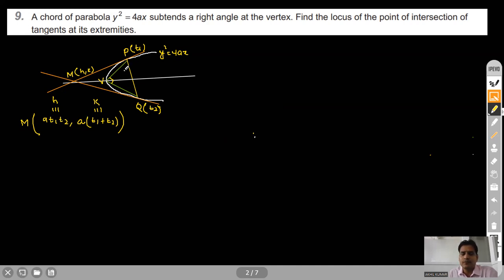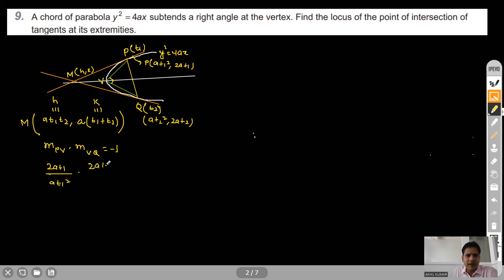Now, one piece of information given here: the slope of PV into the slope of VQ is equal to minus one. Since PV and VQ are perpendicular, the product of their slopes will be minus one. What will be the slope of PV? P is (a t1 square, 2a t1), and Q is (a t2 square, 2a t2). So the slope of PV will be 2a t1 upon a t1 square, into 2a t2 upon a t2 square.